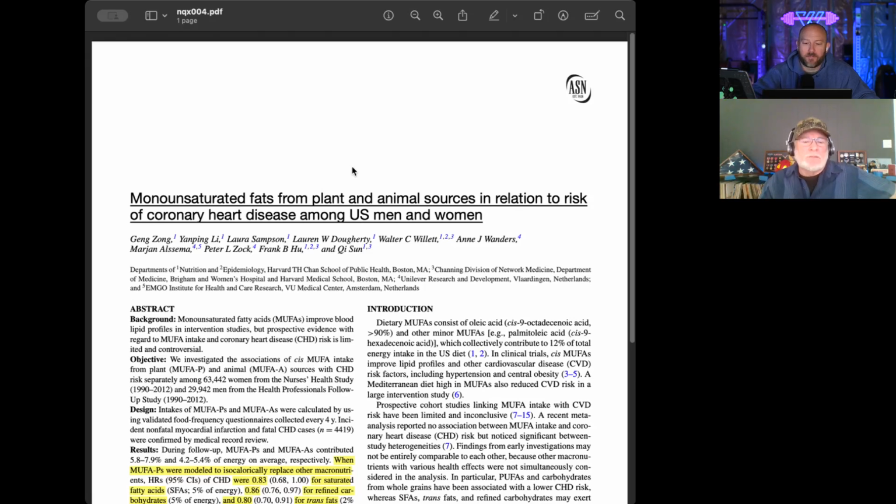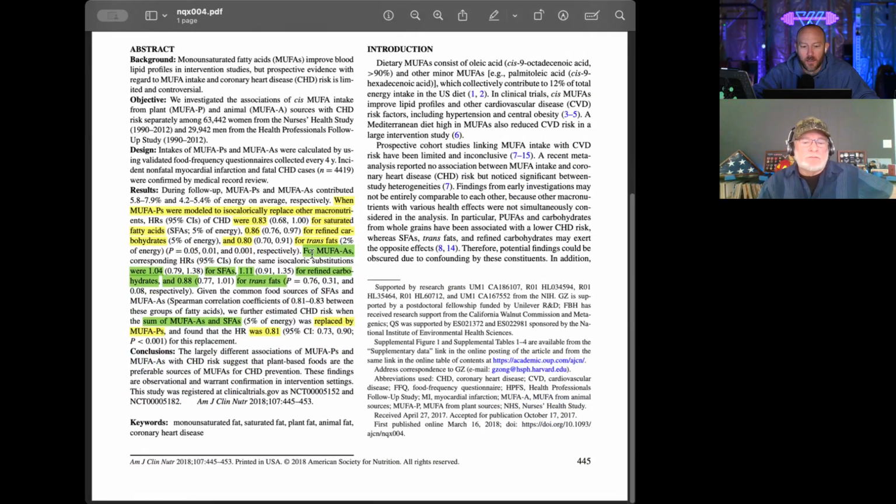And the problem being is that when we look at the difference on outcomes between animal sources and plant sources of monounsaturated fatty acids, we tend to see that for monounsaturated fatty acids from animal sources, in the green here, we see an increased cardiovascular risk when you substitute the monounsaturated fatty acids from animal sources for saturated fatty acids. We get an 11% increase. No, a 4% increase from saturated fatty acids and 11% for refined carbohydrates. And then we have that 0.88 for trans fats.